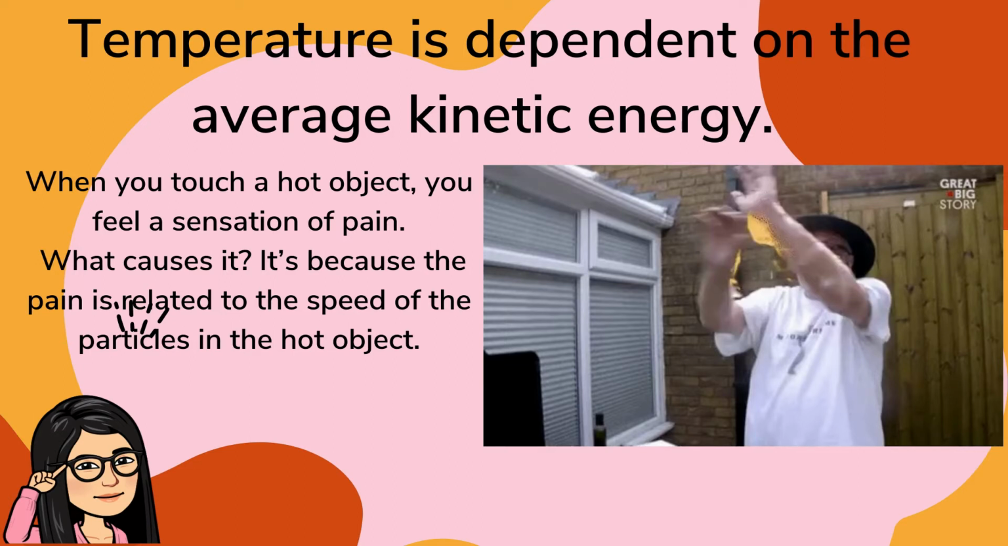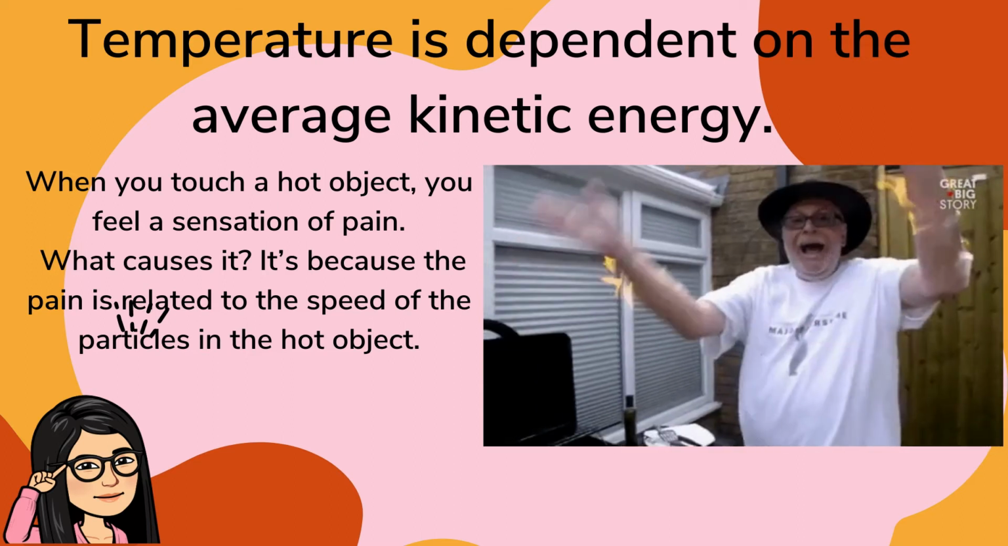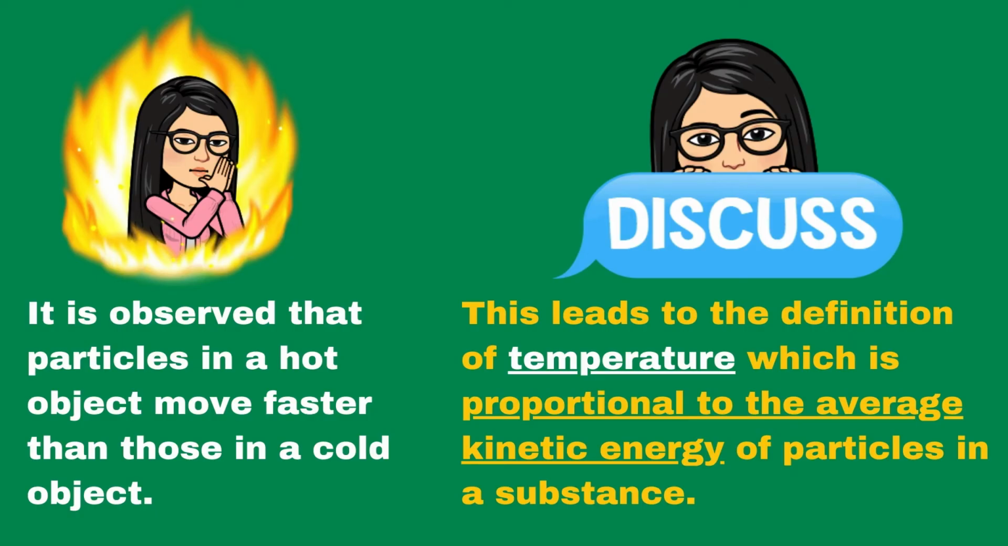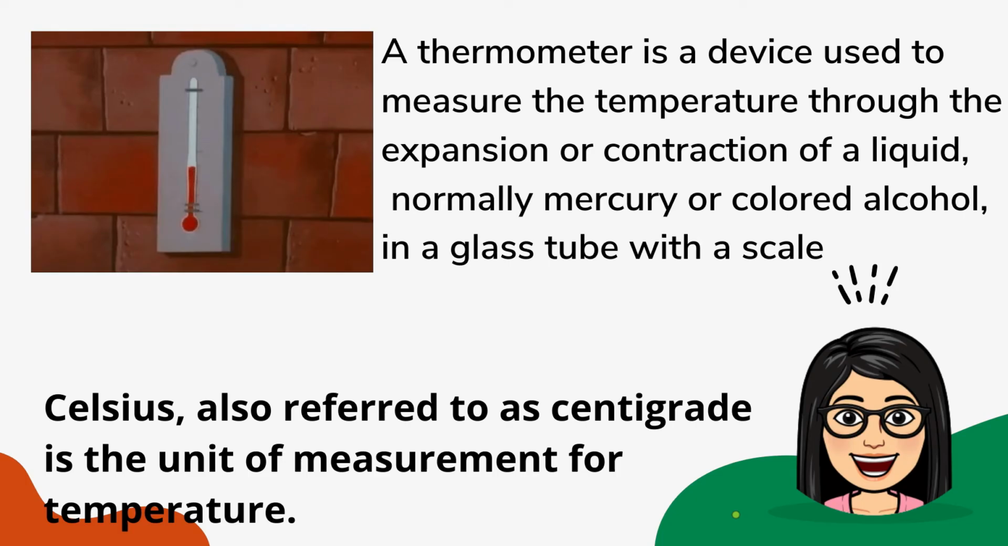When you touch a hot object, you feel a sensation of pain. What causes it? It is because the pain is related to the speed of the particles in the hot object. It is observed that particles in a hot object move faster than those in a cold object. This leads to the definition of temperature, which is proportional to the average kinetic energy of particles in a substance.